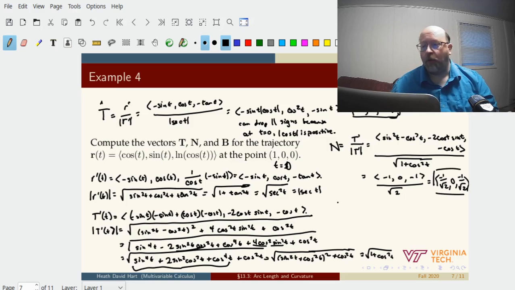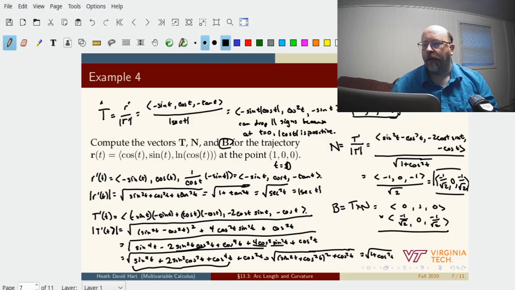Well, now we're at the easy point, though, because the third vector is B, and that's just T cross N. And we have these two vectors already. So this is going to be the vector 0, 1, 0, cross product with negative 1 over root 2, 0, negative 1 over root 2. The x-coordinate will be negative 1 over root 2 minus 0. The y-coordinate will be 0 minus 0. The z-coordinate will be 0 minus a negative 1 over root 2, which is positive 1 over root 2. And that's the binormal vector.